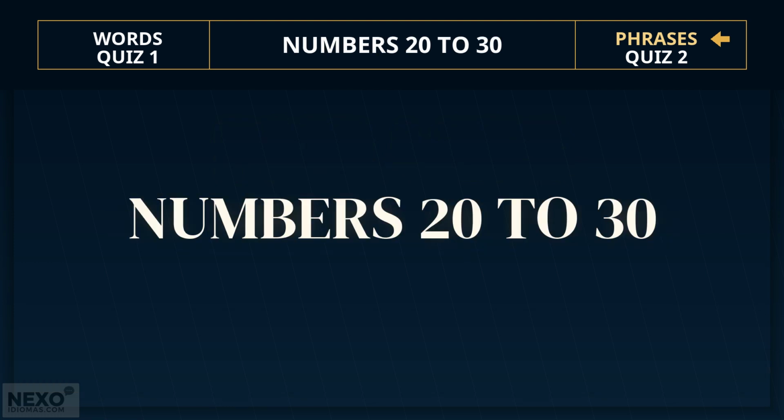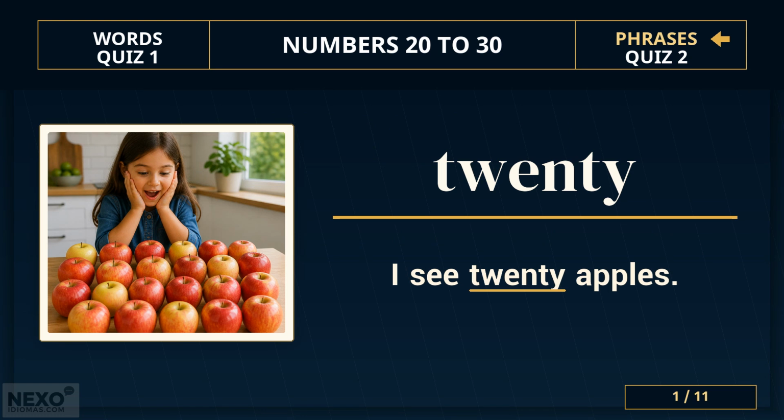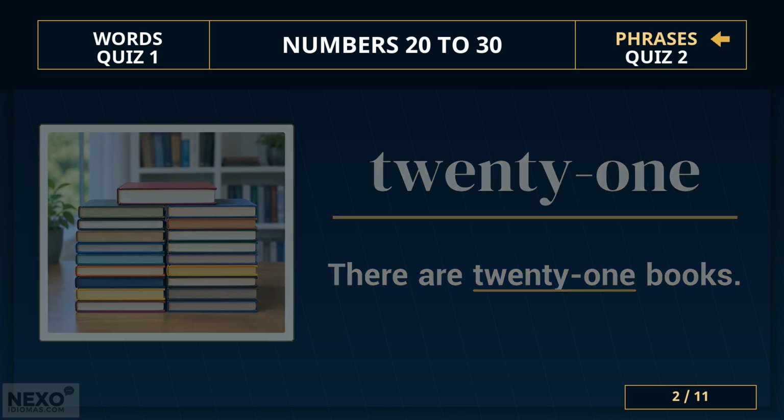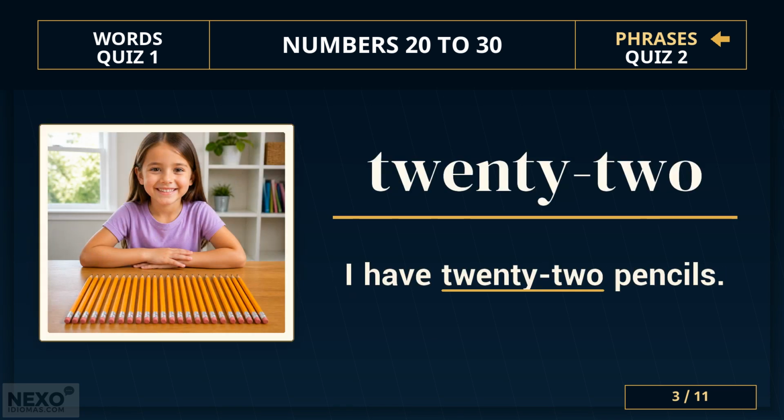Numbers 20 to 30. 20. I see 20 apples. 21. There are 21 books. 22. I have 22 pencils.